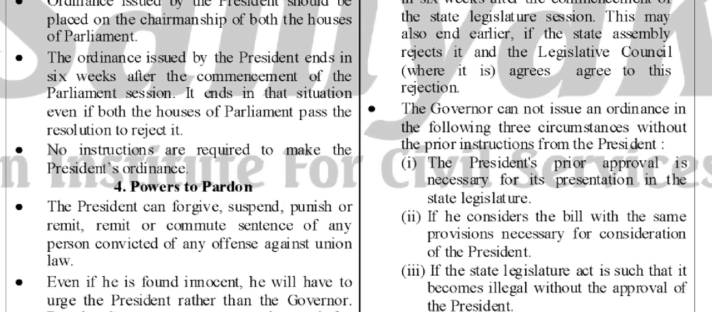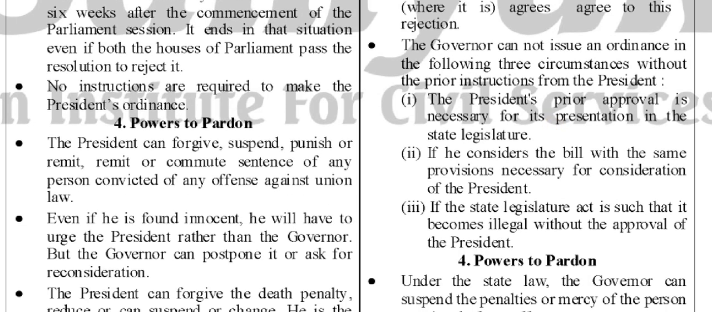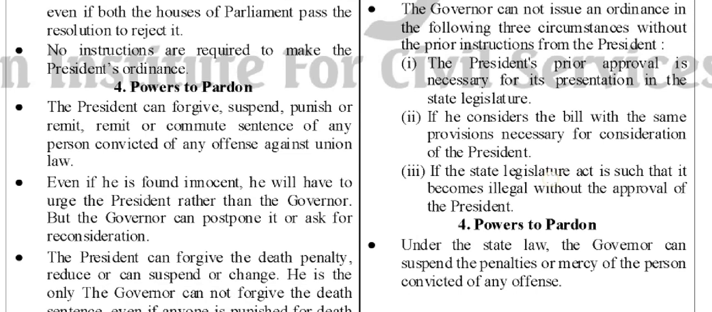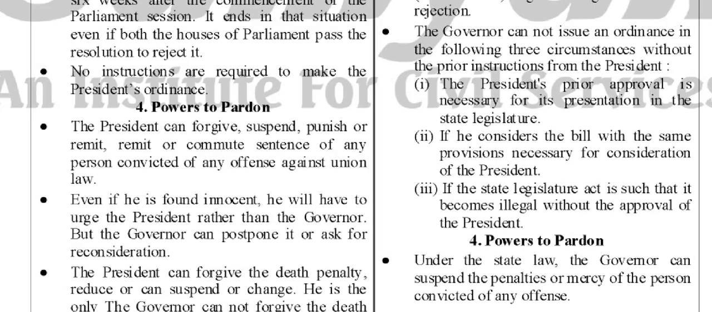The Governor cannot issue an ordinance in the following three circumstances without prior instruction from the President. The President's prior approval is necessary for its presentation in the state legislature. If he considers the bill with the same provision necessary for the consideration of the President. If the state legislature Act is such that it would become invalid without the approval of the President.